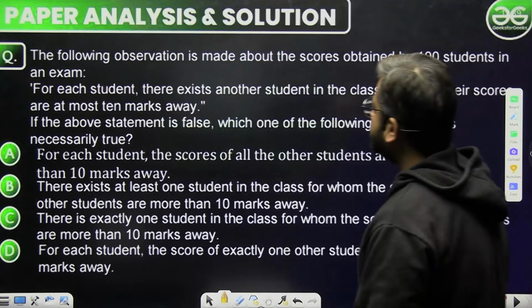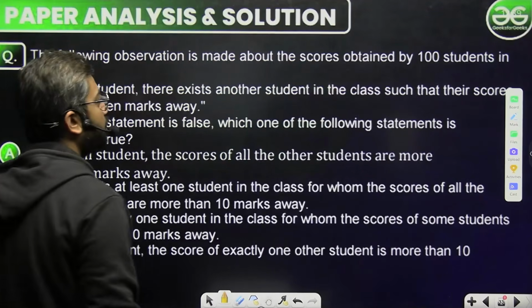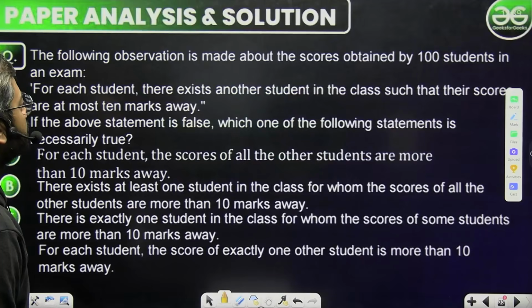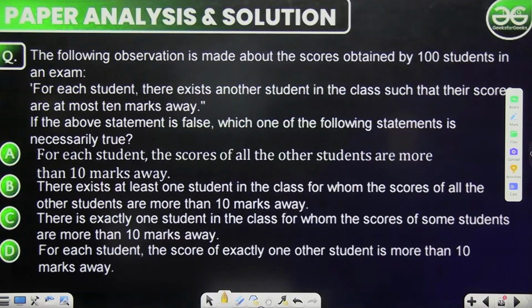In the following observation made about the score obtained by the 100 students in the examination, for each student there exists another student in the class such that their score are most 10 marks away. If the above statement is false, which of the following statement is necessary?